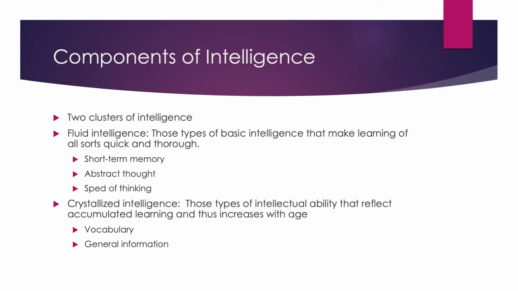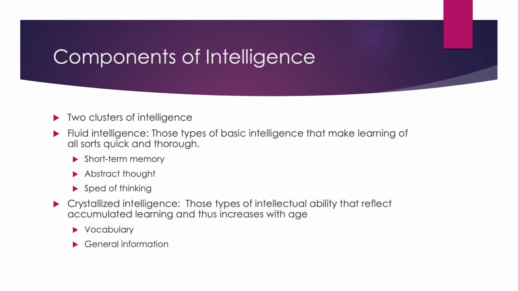In the 1960s, Raymond Cattell worked with one of his graduate students, John Horn, to study intelligence tests. And through their tests, they came up with 2 clusters of types of intelligence. One was fluid and the other was crystallized. And these are pretty self-explanatory if you think about it. Fluid intelligence are those types of basic intelligence that make learning of all sorts quick and thorough. So it flows. They are things like short-term memory, abstract thought, and the speed at which you can think.